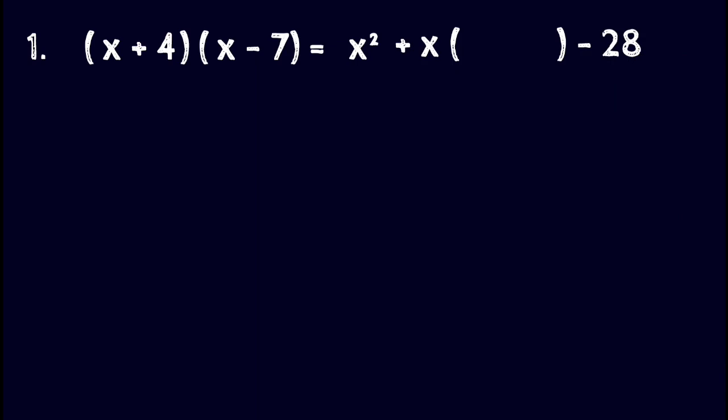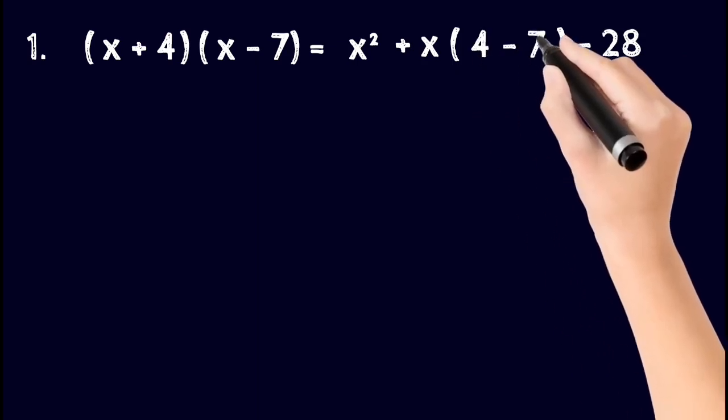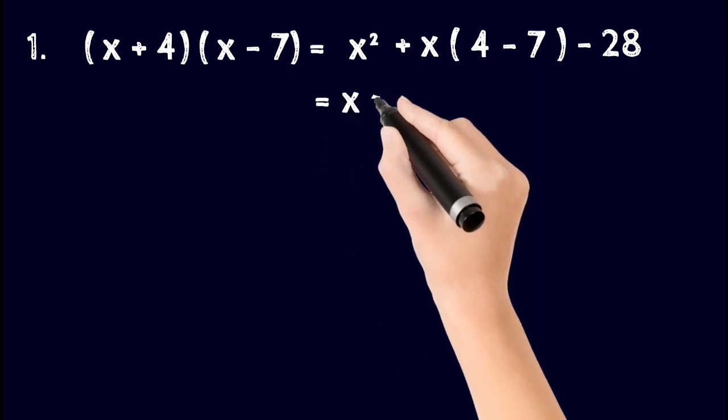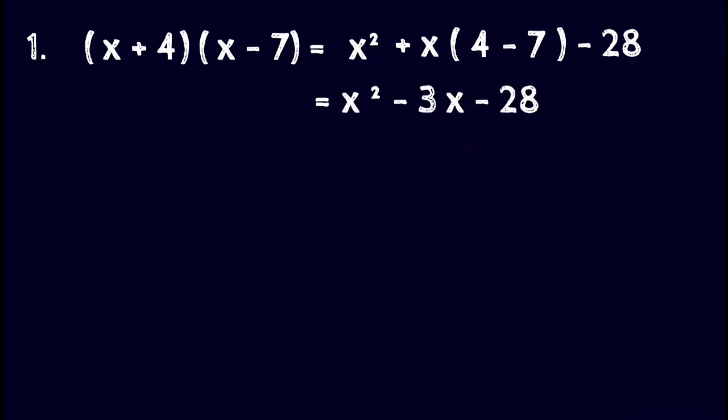What terms do I put in the bracket? Well, I'll take the 4 and the negative 7 and put them inside the bracket. So the 4 and the negative 7 go in there. 4 minus 7 is negative 3, right? Then negative 3 times x, negative 3x. So the quadratic trinomial that I now have is going to be x squared minus 3x minus 28. Now I know how to multiply two binomials to get a trinomial. To factorize a quadratic trinomial, I'll do the reverse.